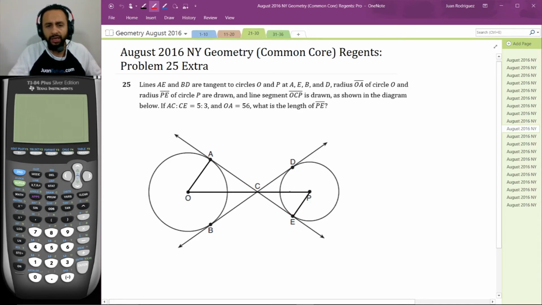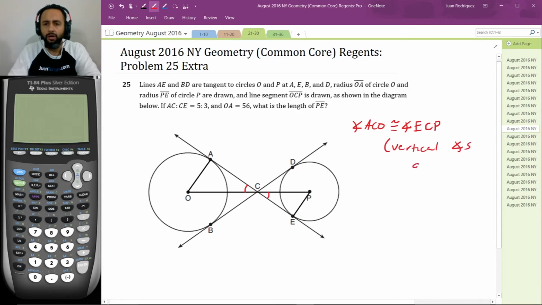ACE and OCP intersect at C. So as a result, this angle and this angle are vertical angles, and as a result, they're congruent. Angle ACO is congruent to angle, let me use the vertices that correspond to each other, ECP, because vertical angles are congruent. Angle OAC is a right angle, and angle PEC is a right angle. Sorry, that's not angle A, because there are three different angles there. So angle CAO and angle CEP are right angles.